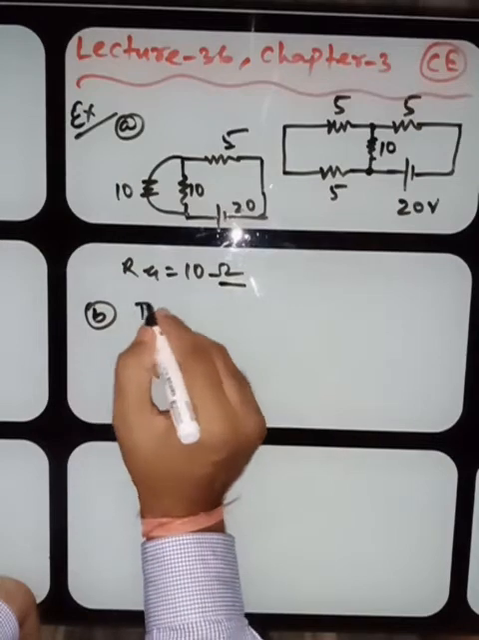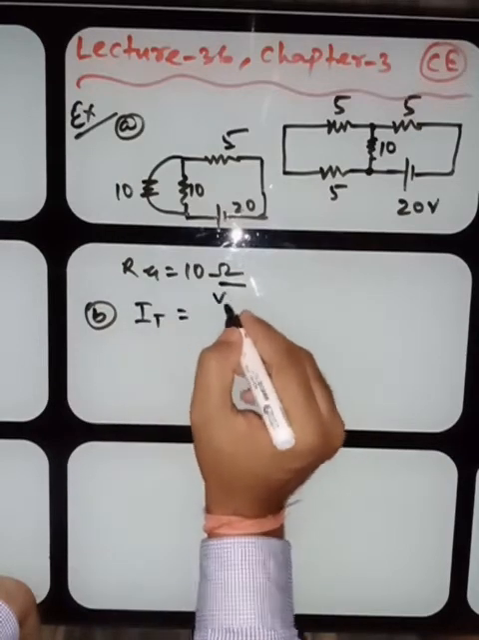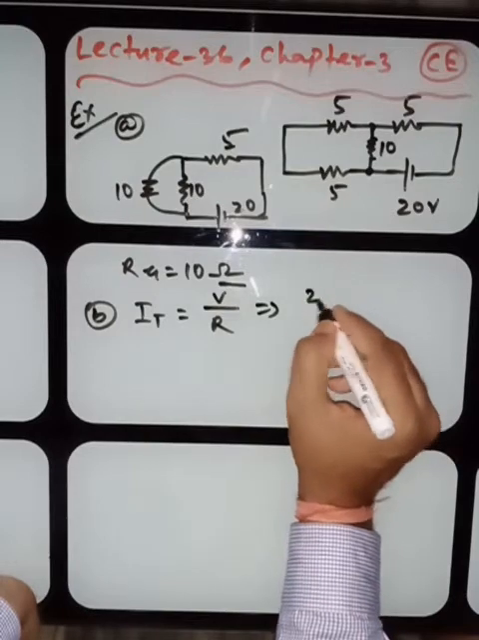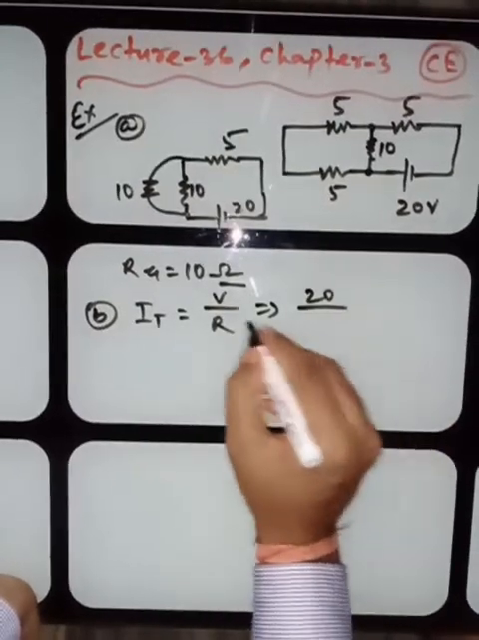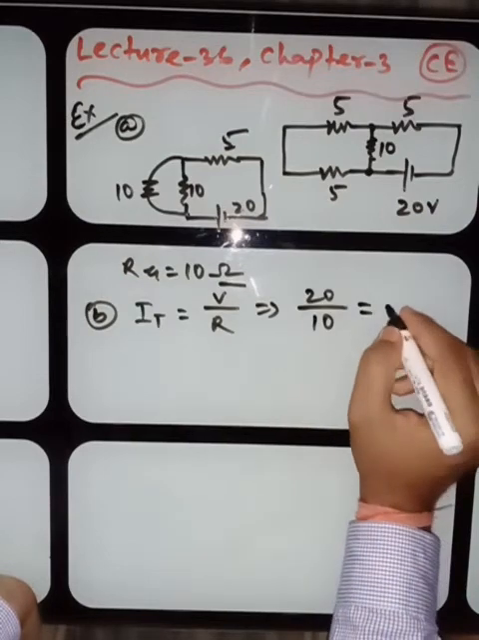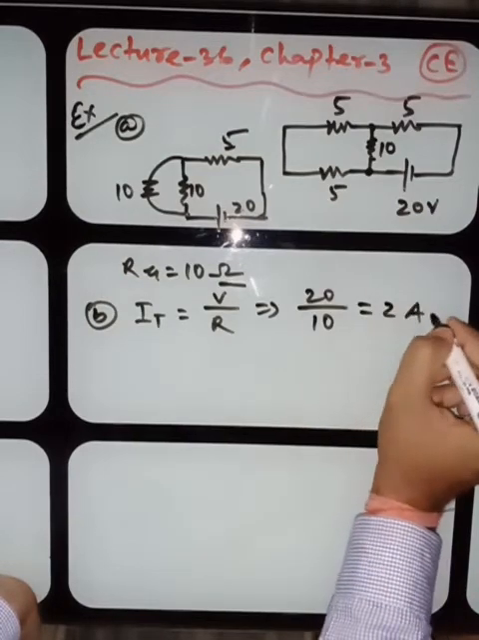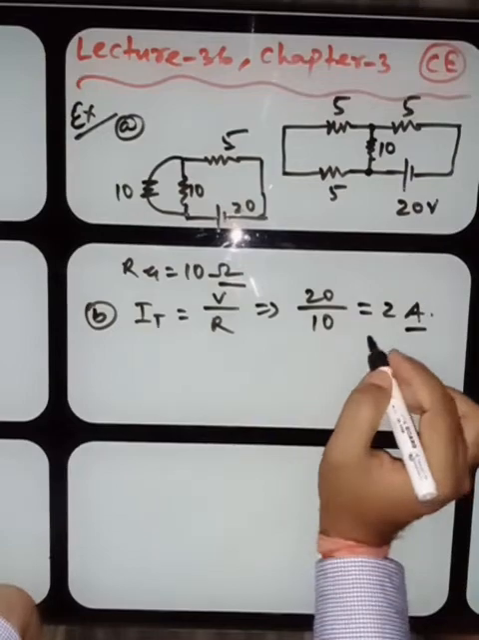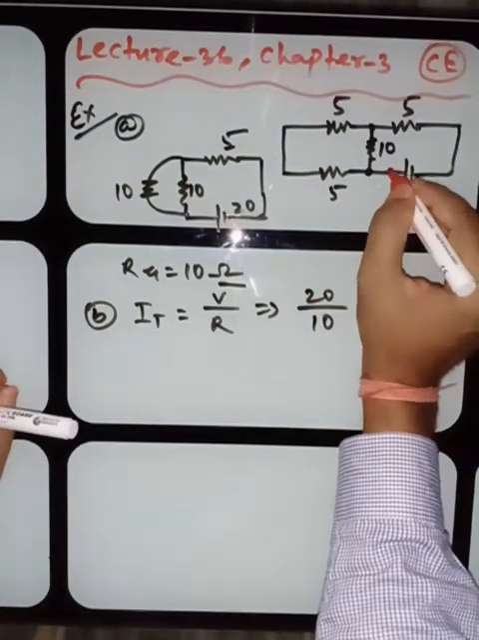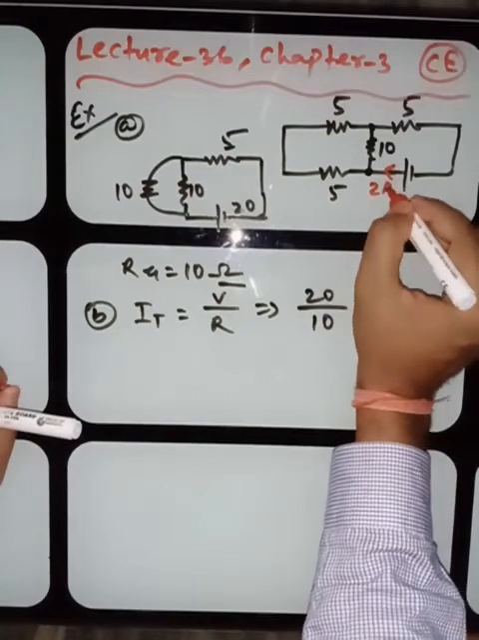Now the total current: I total is V by R total. V is 20 volt divided by the total resistance, 10 ohm. So it is 2 ampere current. From where is this 2 ampere flowing? The 2 ampere is flowing from the battery. You can see this one.